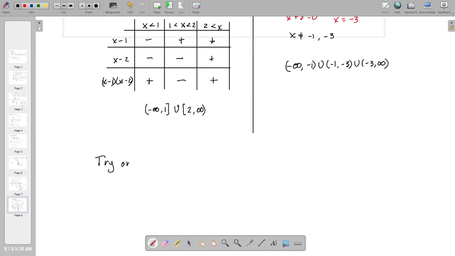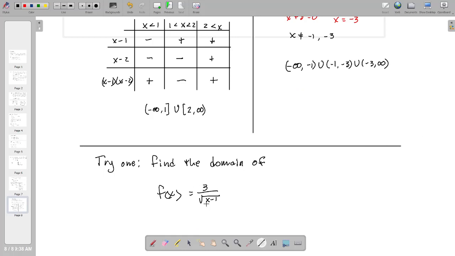But I want you to try one now. Find the domain of f of x is equal to 3 divided by the square root of x minus 1. Now here, you'll need to incorporate a little bit from the first example and a little bit from the second example. Be careful because the domain is a bit tricky on these types of problems. Keep in mind what the square root values you can take, and also keep in mind what you cannot divide by.